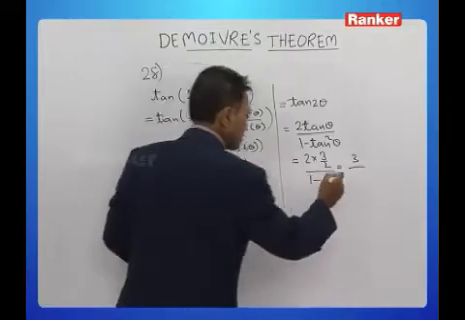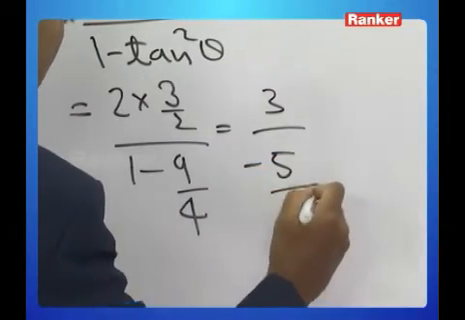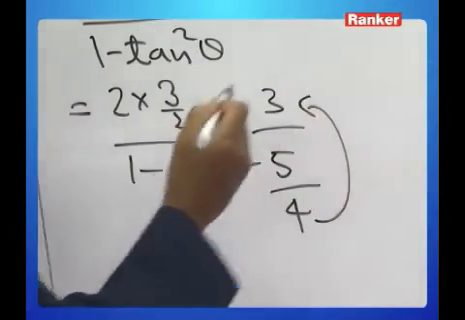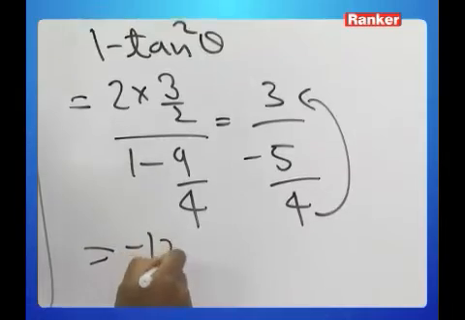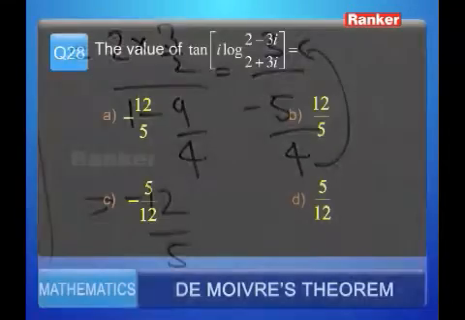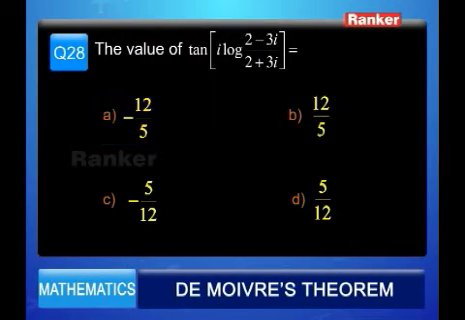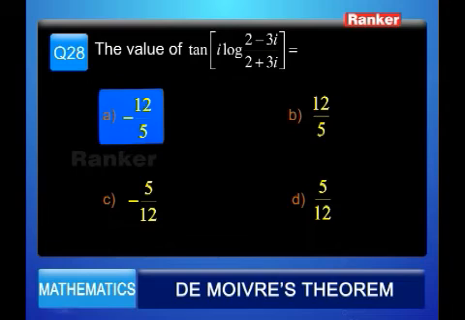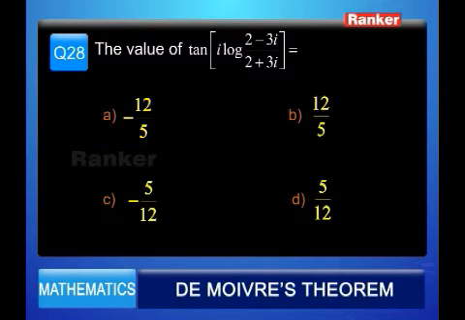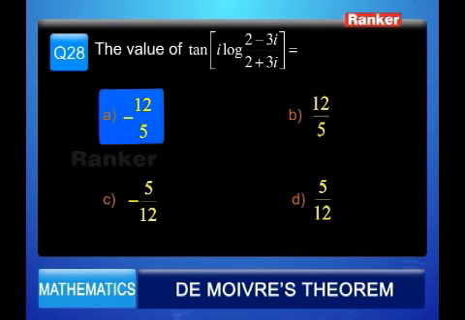4 minus 9 minus 5 by 4. So, you get minus 12 by 5. So, the right answer is minus 12 by 5. The right option is A. This is the right option. This is the right answer.